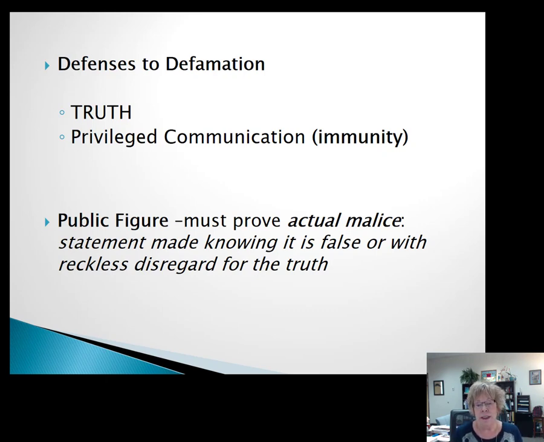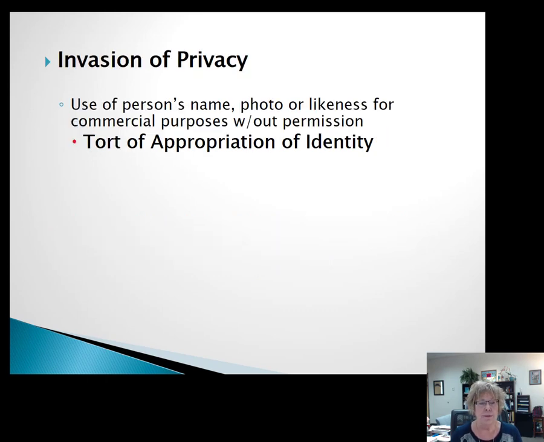But if you want to bring a case, they really want you to go farther and actually show that it was done with some actual malice, that the statement was made really knowing it was false, or with a reckless disregard for the truth. So it doesn't mean you can't bring it as a public figure, but you're going to raise the ante a little bit before the courts are going to allow you to bring that into court.